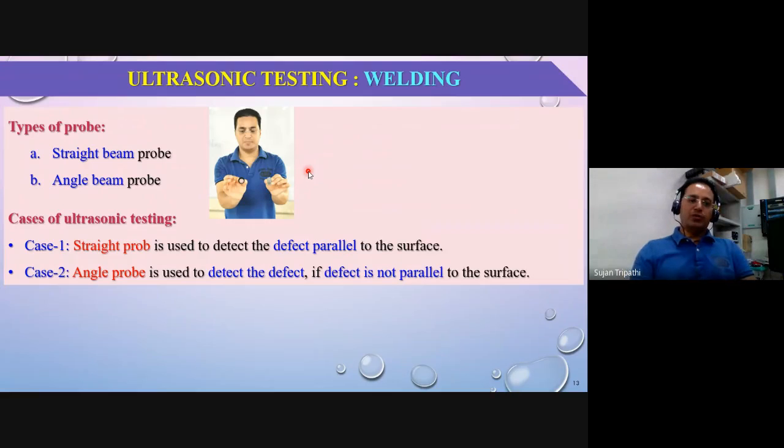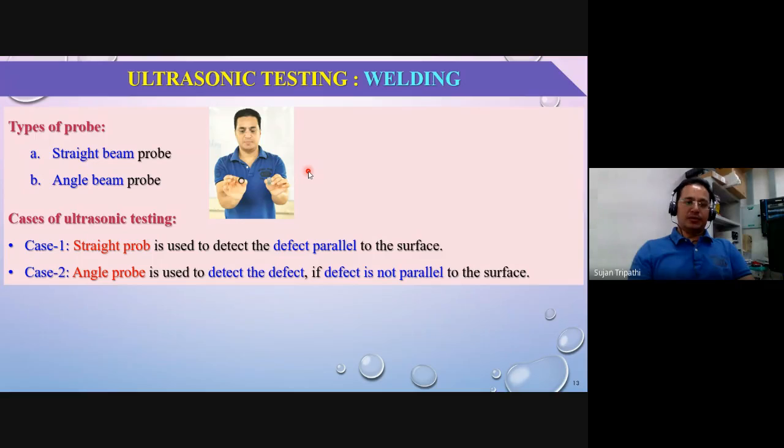Okay, now I'm going to show something in detail. Actually, ultrasonic testing using the angle probe is used for welding. What is the angle probe and what is the straight probe? I will demonstrate later. In the ultrasonic test of the weld, we have two components. Basically, we have two types of transducer, the straight probe and the angle probe. I'm saying transducer and probe, both are similar words, so don't be confused.